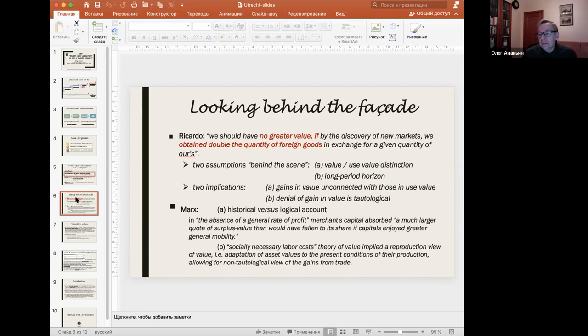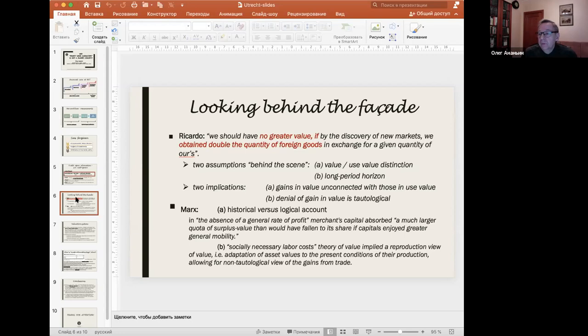And in Ricardo, it is actually by definition, how he defined value. There cannot be more value there. And from this go two implications: gains in value unconnected with those in use value, and the denial of gain in value is tautological, as I said. But of course, it is counterintuitive, and not only counterintuitive, it makes the counting in value senseless in this case. So there is a gain in wealth, but not in value. So what is value then? This case shows that the Ricardian definition of value does not work well in relation to foreign trade, let's say.